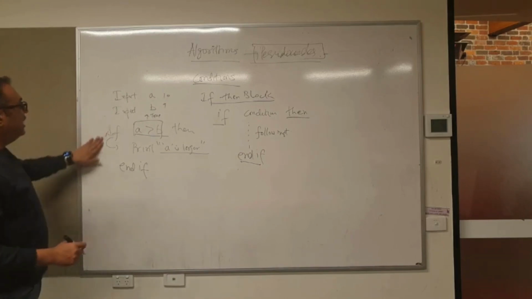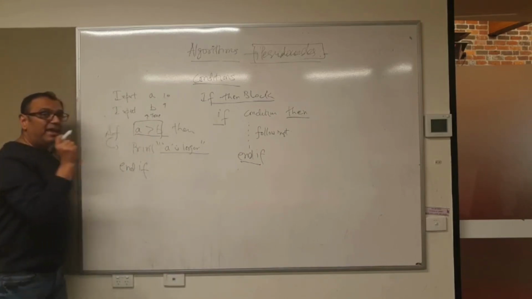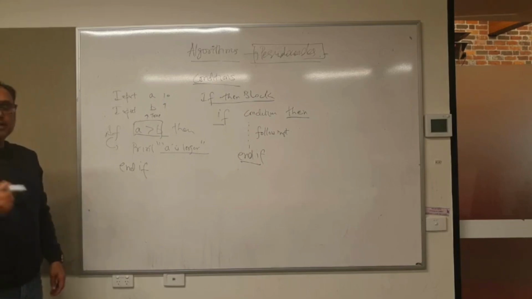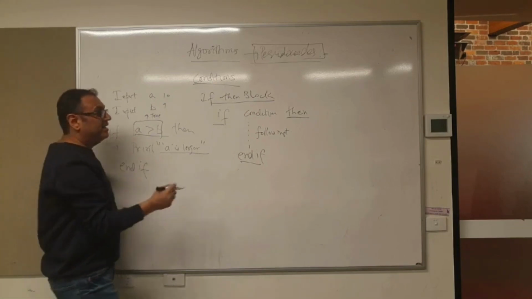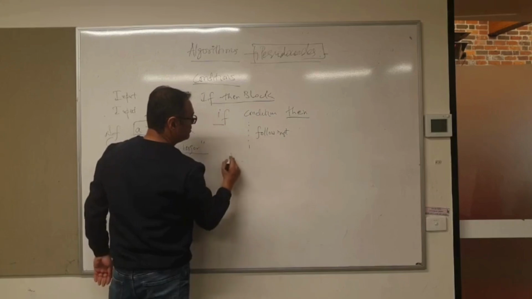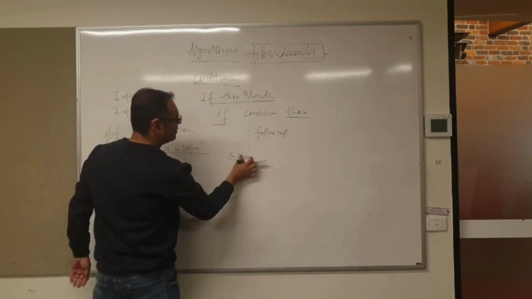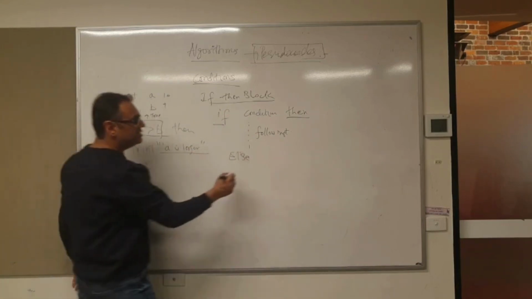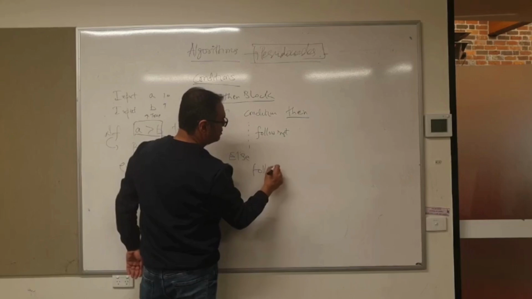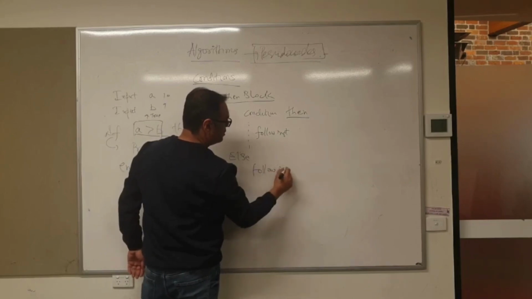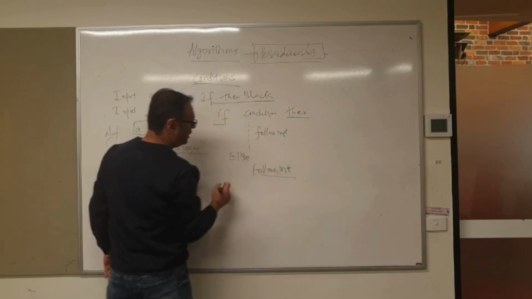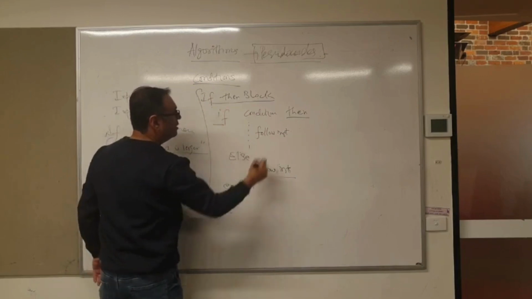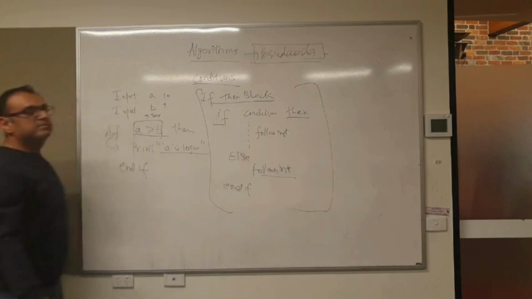Now, you could say, what if A is smaller than B? Then we use another condition called if then else. If then else. And then else is again follow some instructions, and I say end if. This is the if then else block.